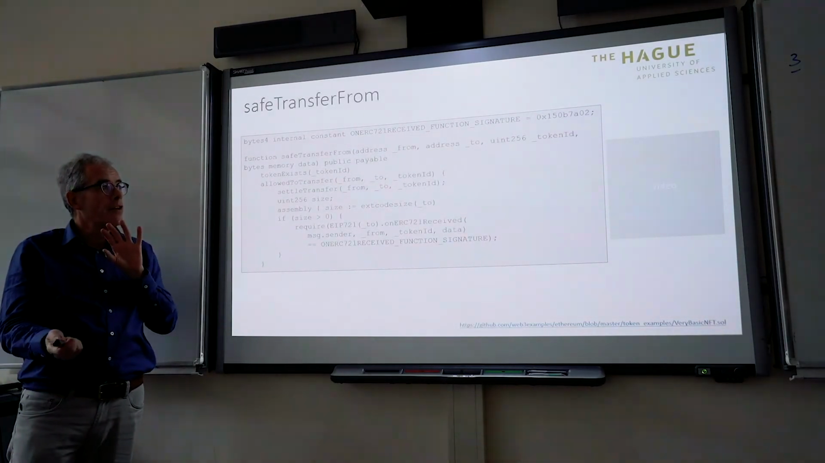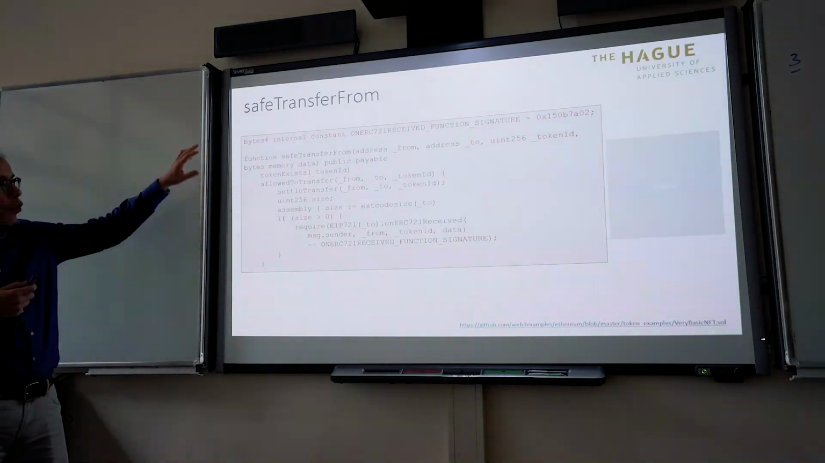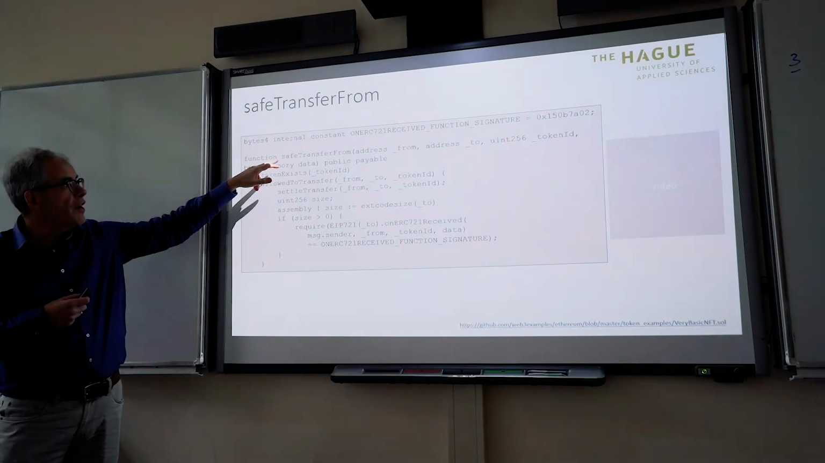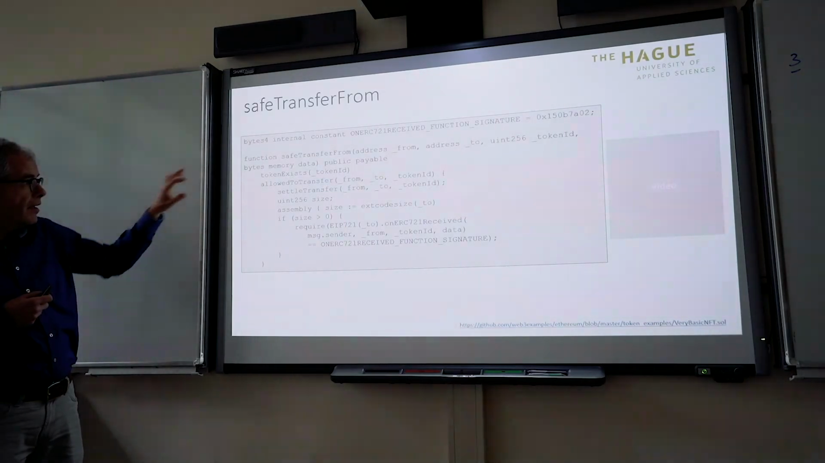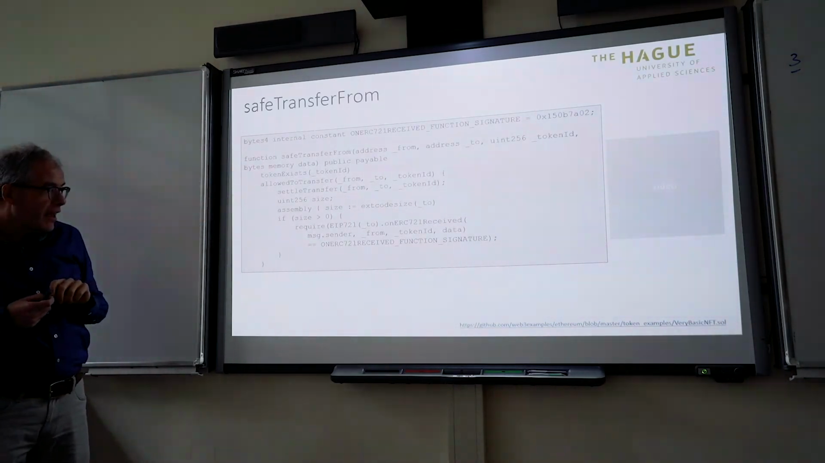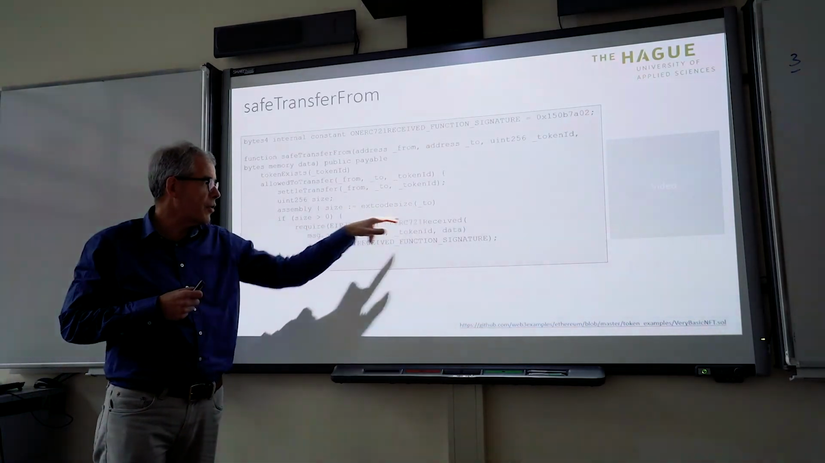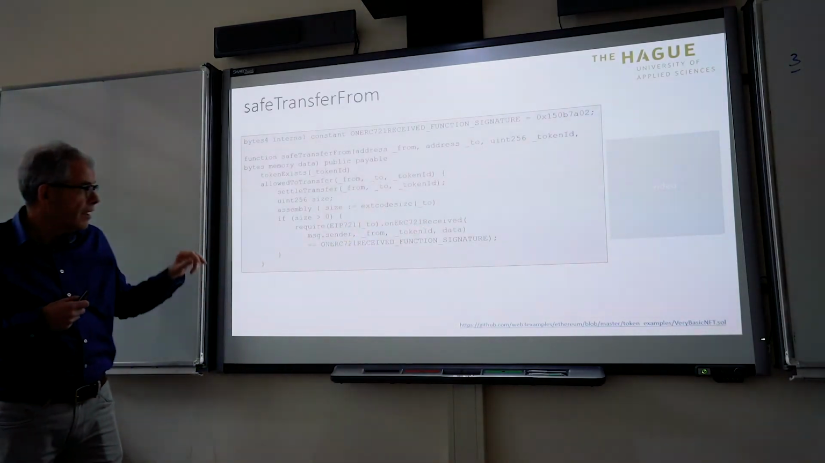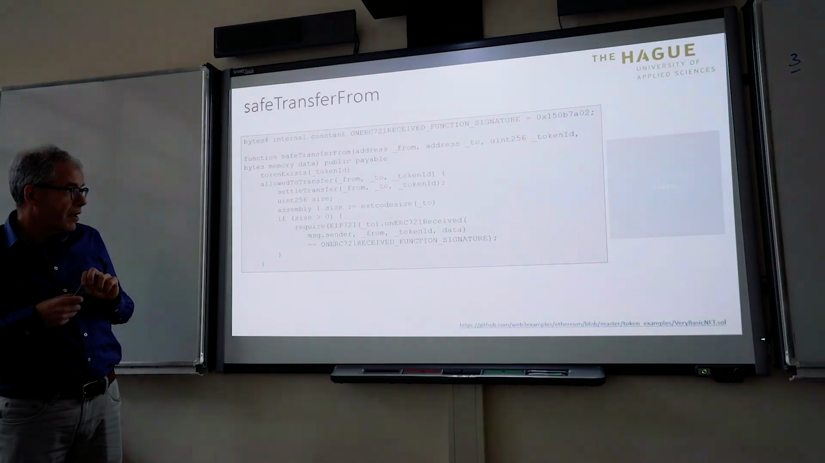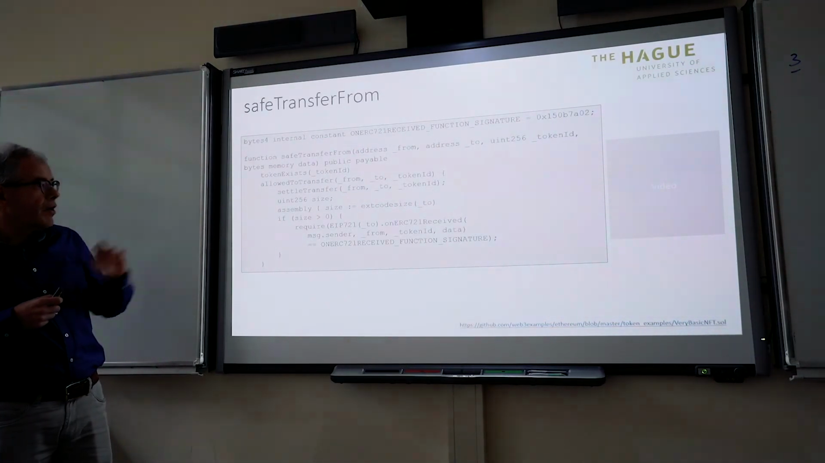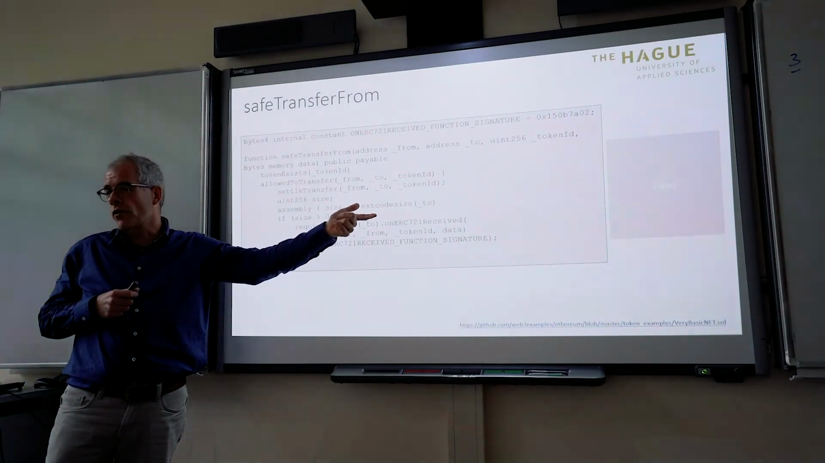And then if you look at it from the other side, if the token contract wants to call that function, then you have the safeTransferFrom function, and it checks a couple of things, and then finally it calls the onERC721Received function in the other contract, and it uses a bit of assembly.